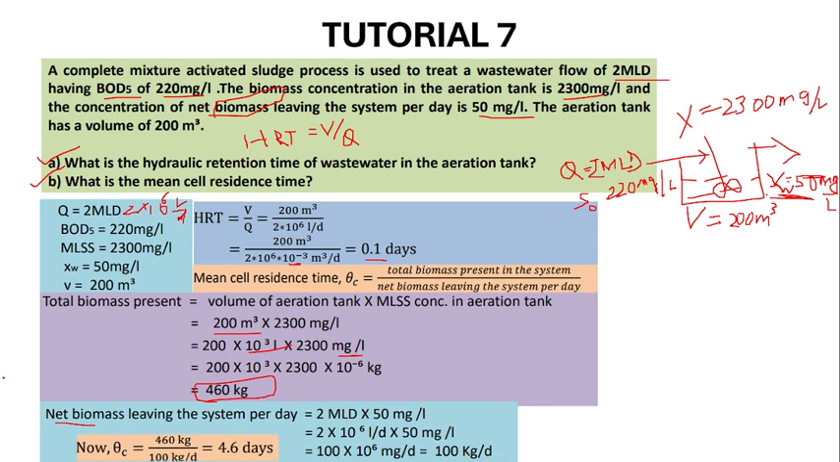Now we know the total amount of biomass initially present here and the total amount of biomass leaving here. Everything is calculated per day. So now theta C is equal to total biomass present divided by net biomass leaving, which is 460 divided by 100, equal to 4.6 days. So this is the theta C value.